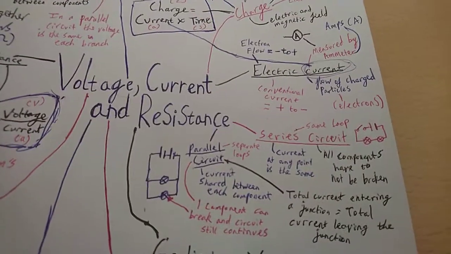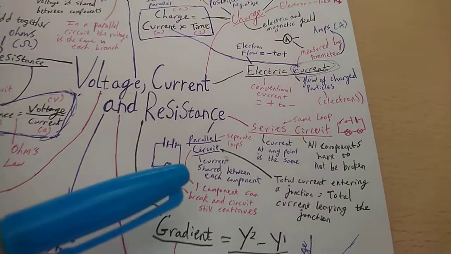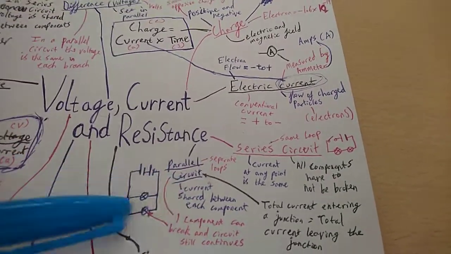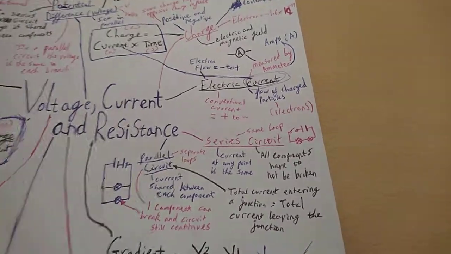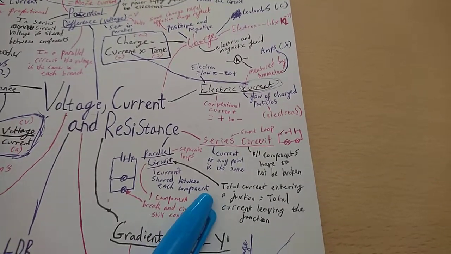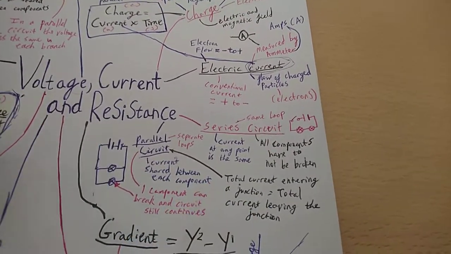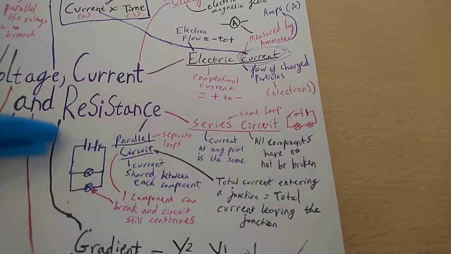The current is shared between each component. One component can break and the circuit can still continue, as there's still one loop. Say the one in the middle broke, say that bulb broke, it could still go around the other way. It would still make up an entire circuit. So basically, in a parallel circuit, the total current entering a junction is the total current leaving a junction. So that means this side here will be the same as the addition of the two things leaving it.